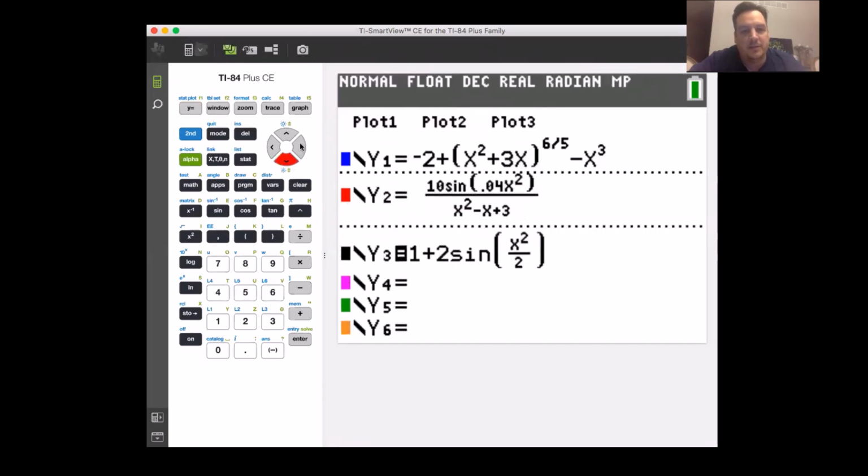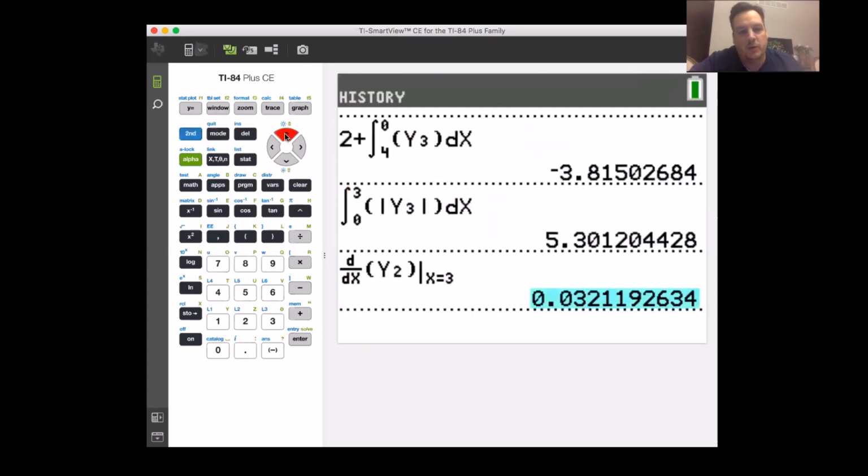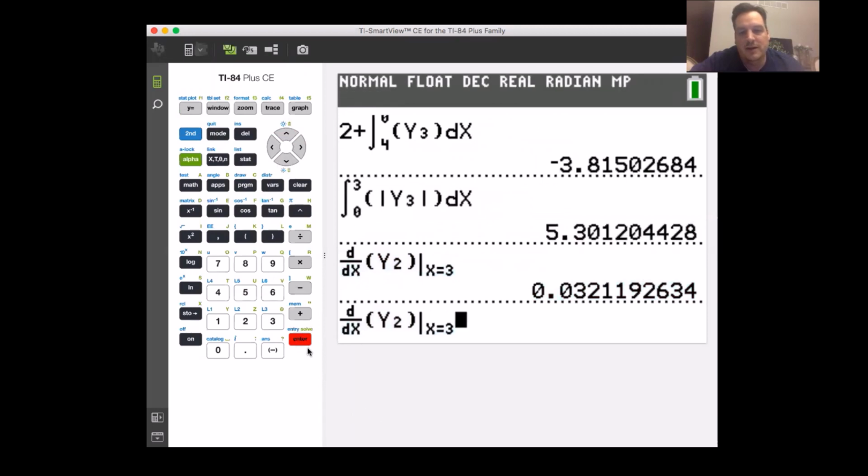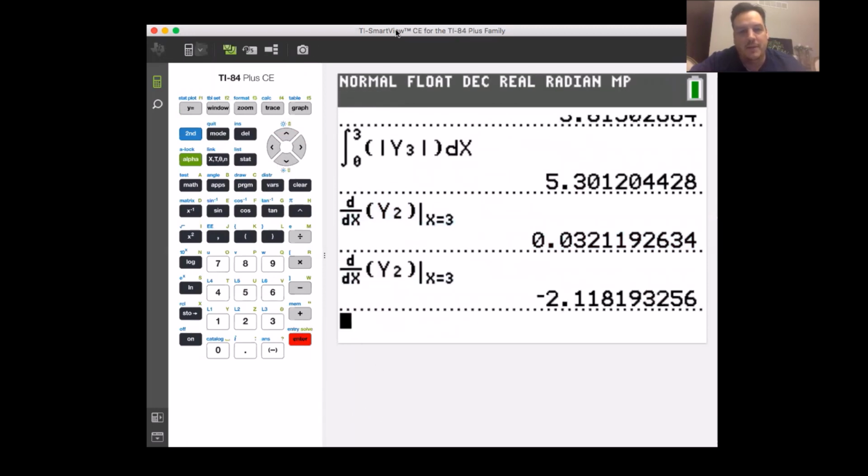Oh, I already figured out my mistake. The equation in the problem was 0.4, and I had typed 0.04. So this is actually what it should have been, right? 0.4x squared. So if I go back, now that I fixed that, and I go back up to recalculate this derivative, it's not 0.032, it's going to be negative 2.118.